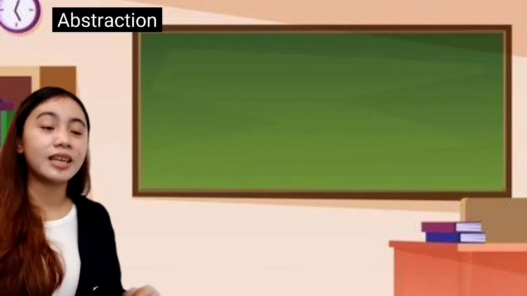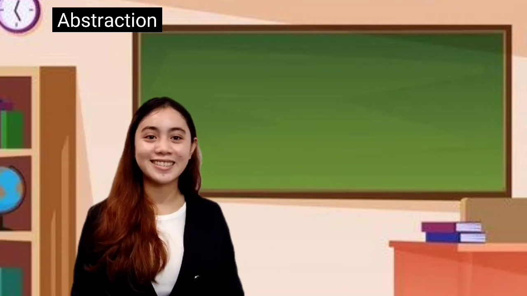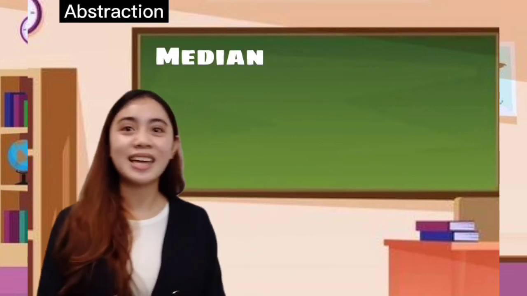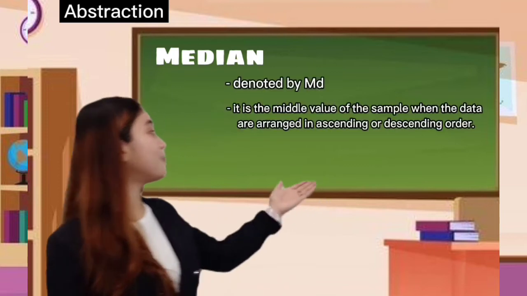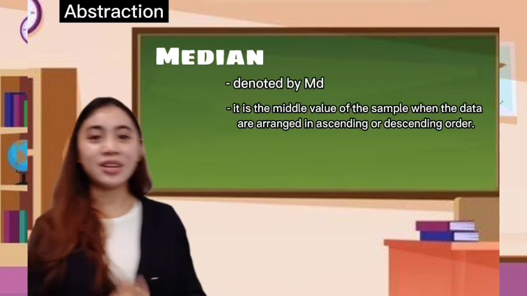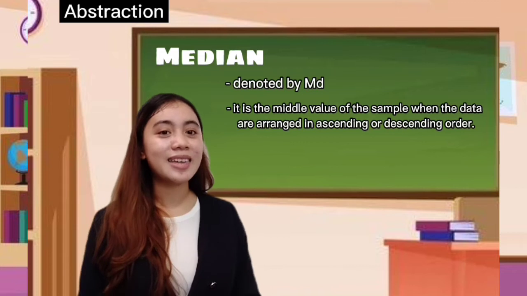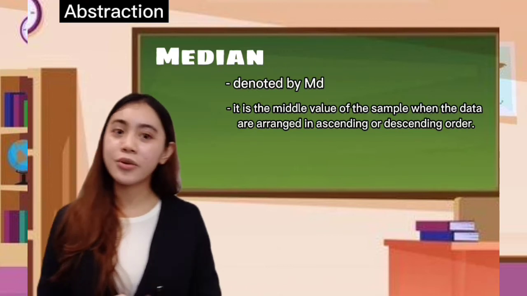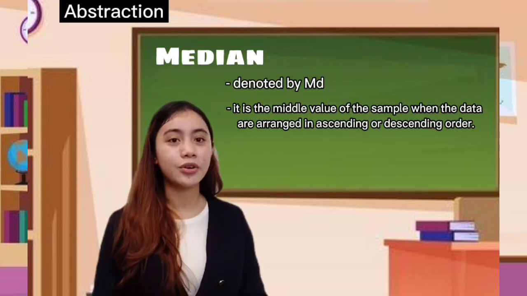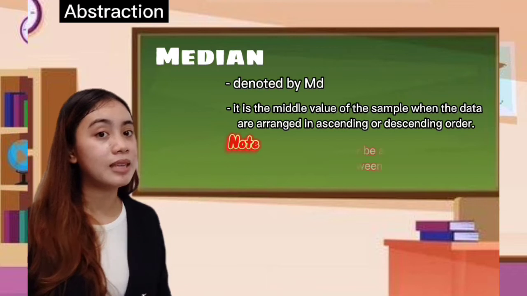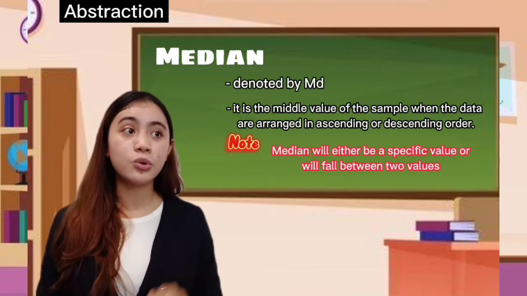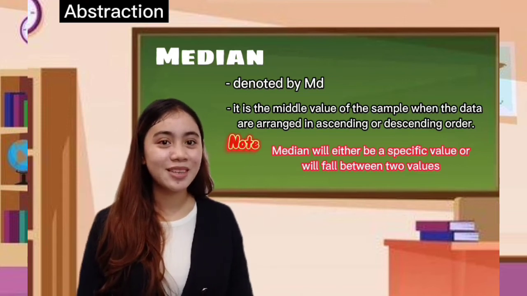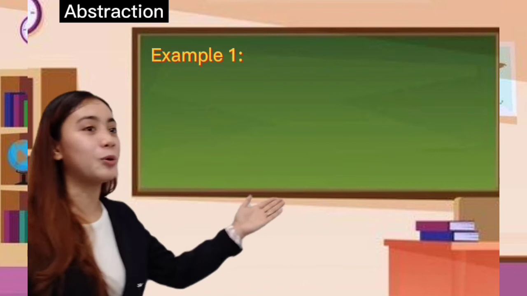Okay, let's proceed to the second measure of central tendency. The second measure of central tendency is the median. What is the median? Okay, everybody please read. Very good. The median is denoted by MD. The median is the middle value of the sample when the data are arranged in ascending or descending order. Always remember, class, that the median will either be a specific value or will fall between two values. Am I understood? Okay, so let's have an example.